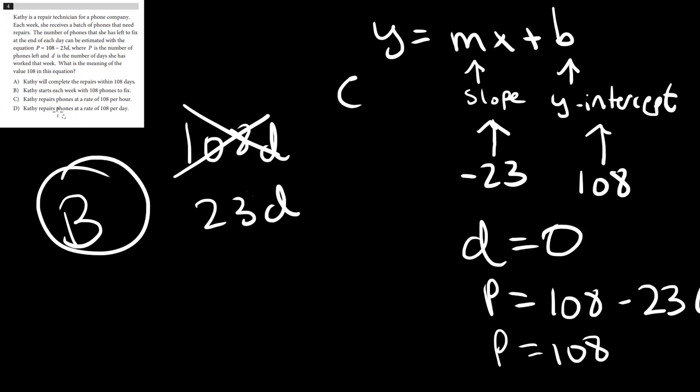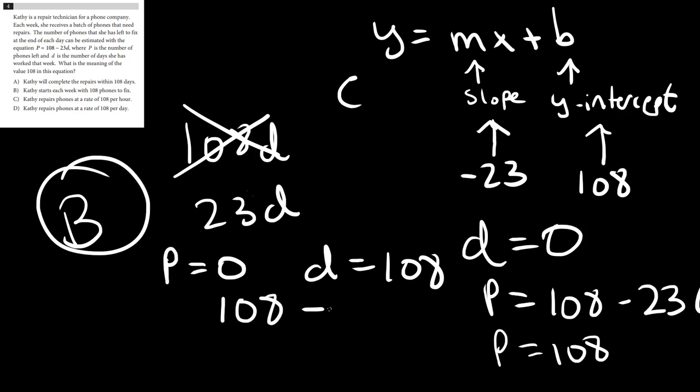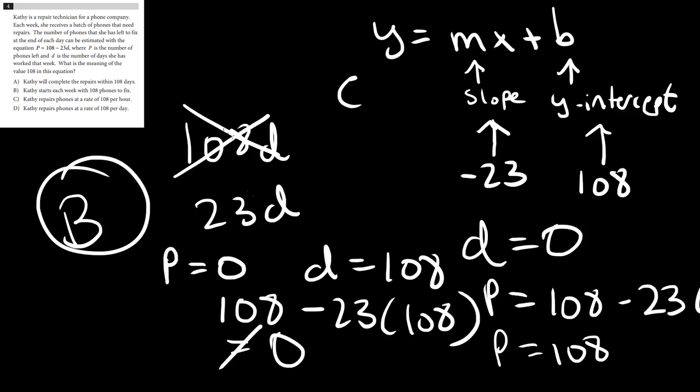So just take a look at these answer choices. Kathy will complete the repairs within 108 days. So that means that P will equal 0 when D is equal to 108. Just by looking at the equation, that doesn't seem to make sense. 108 minus 23 times 108 is certainly not 0. So answer choice A is not it.